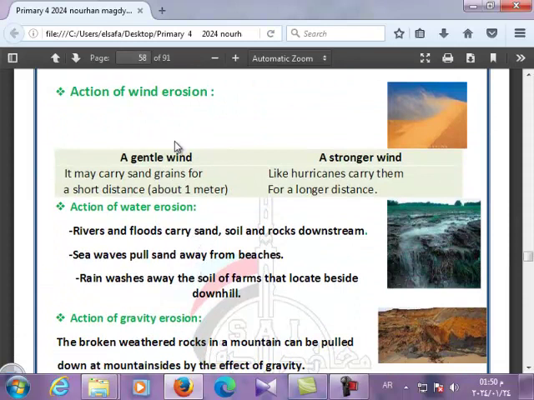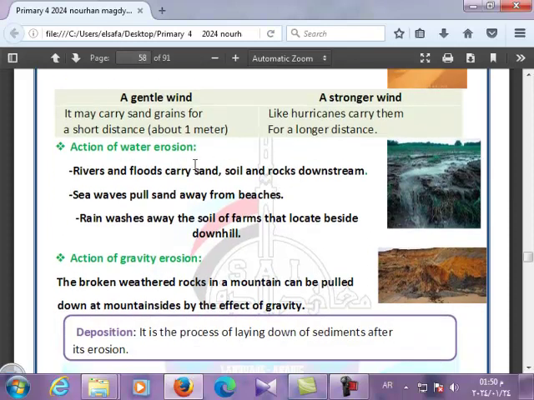Action of wind erosion. We have gentle wind and stronger wind, and we look at the difference between them. Gentle wind may carry sand grains for a short distance, about 1 meter. Stronger wind, like hurricanes, carries them for a longer distance.